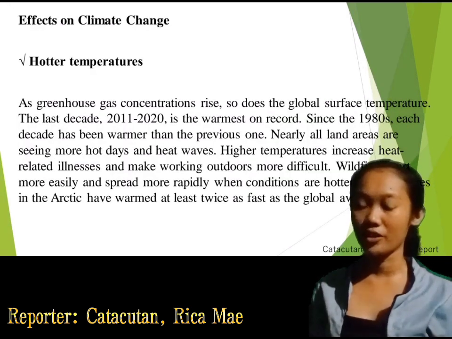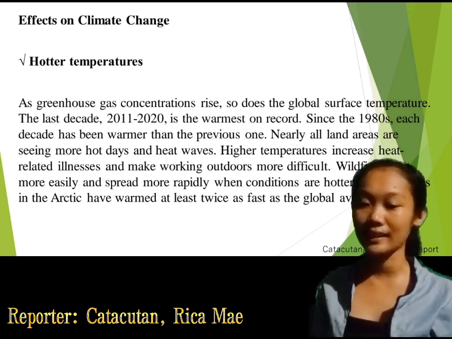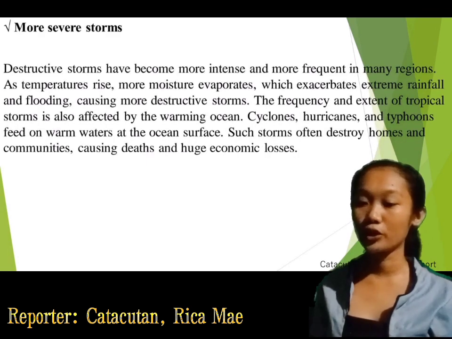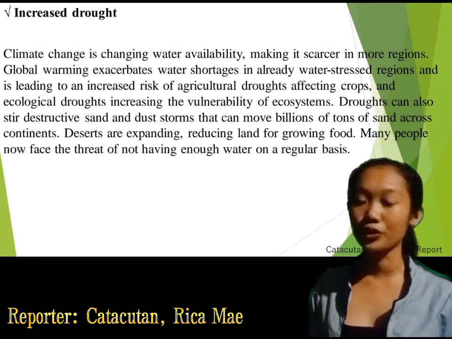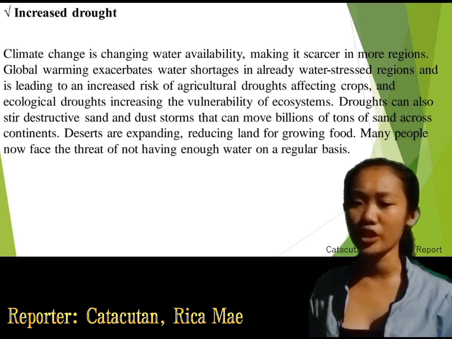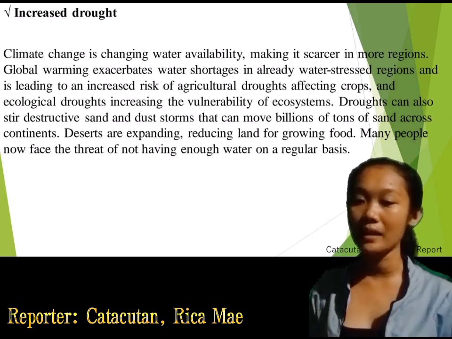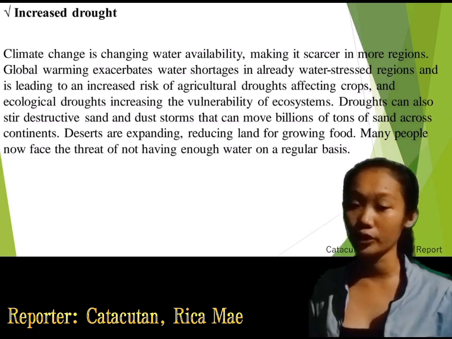Effects of climate change. Number one is hotter temperatures. Higher temperatures increase heat-related illnesses and make working outdoors more difficult. Number two is severe storms. Such storms often destroy homes and communities, causing deaths and huge economic losses. Number three is increased drought. Climate change is changing water availability, and many people now face the threat of not having enough water on a regular basis.